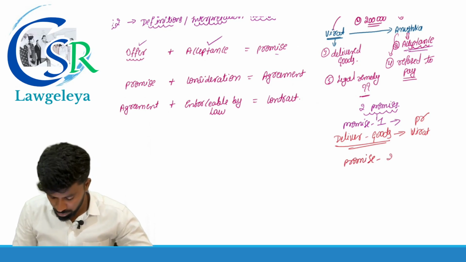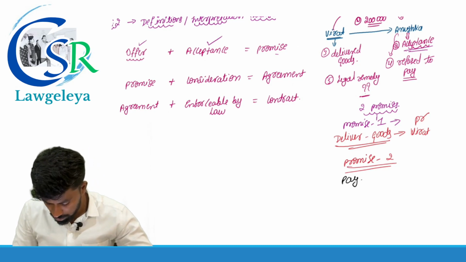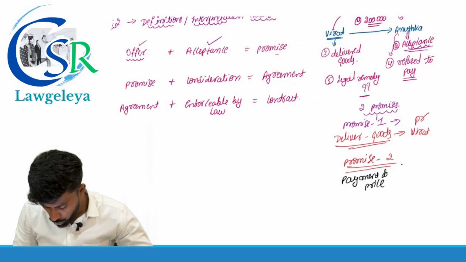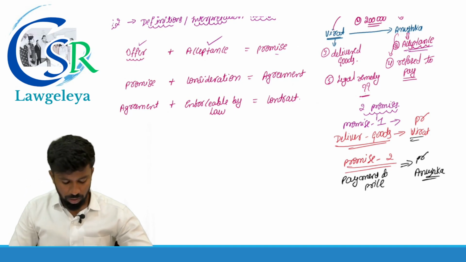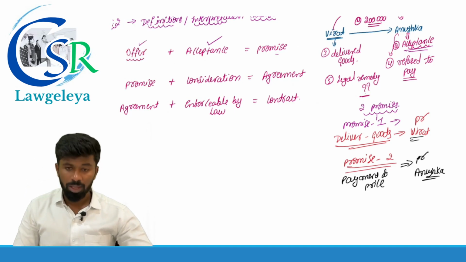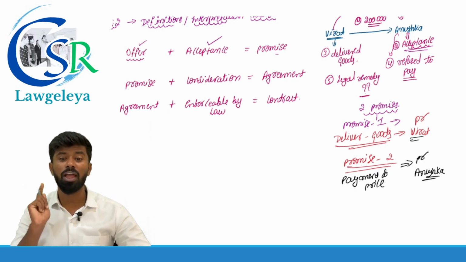And promise number two is the payment of the price, 2 lakh. For this, the promisor is Anushka. Now, as per the law, there must be a consideration for every promise.